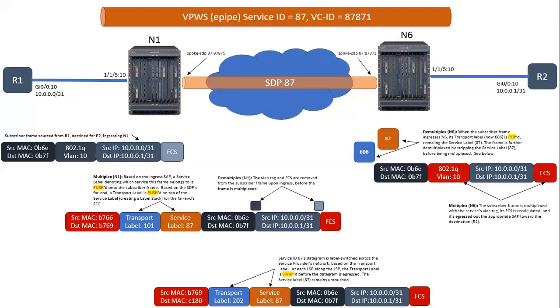or multiplexes that subscriber frame. So depending on that service label, it's going to know what VLAN tag or 802.1q tag to tag this frame with. And in our case, it's a VLAN of 10 belonging to service ID 87. And after that subscriber frame is tagged, the frame check sequence is recalculated, and then that frame is egressed toward the destination, which ultimately is R2.